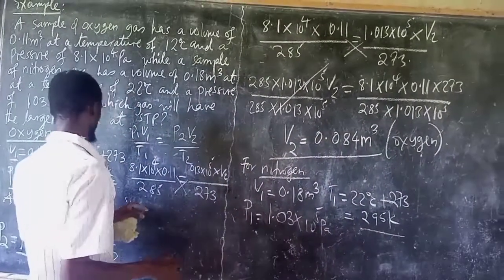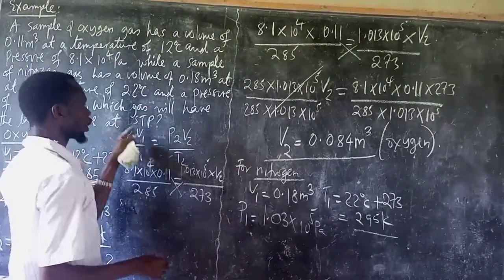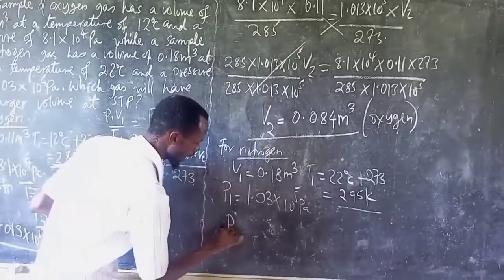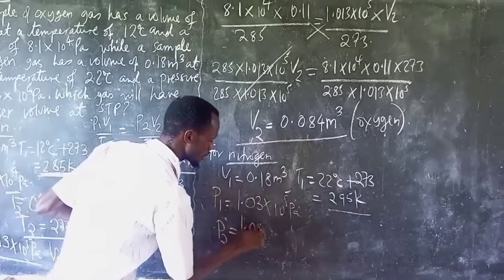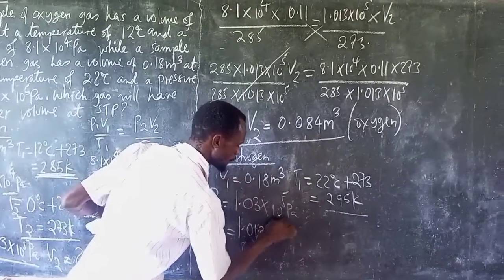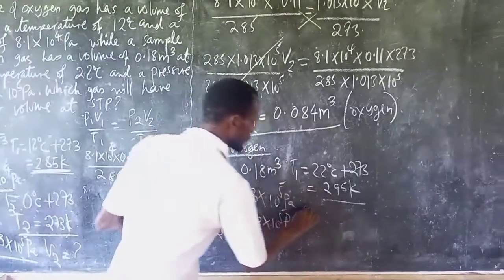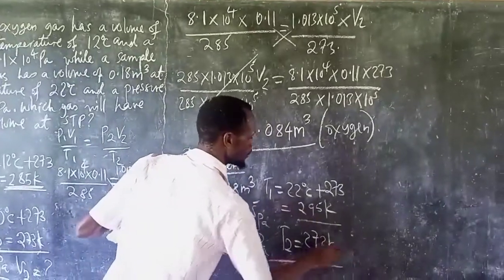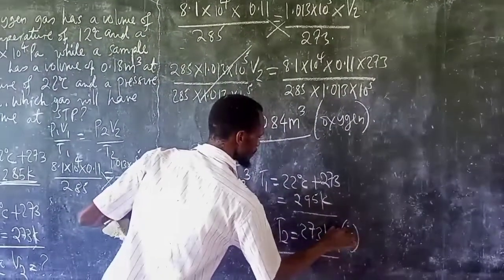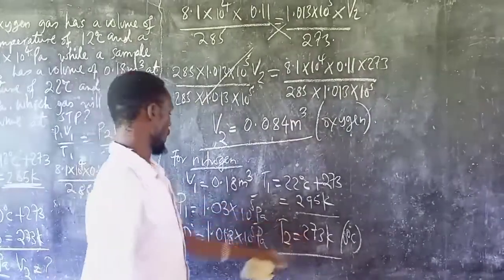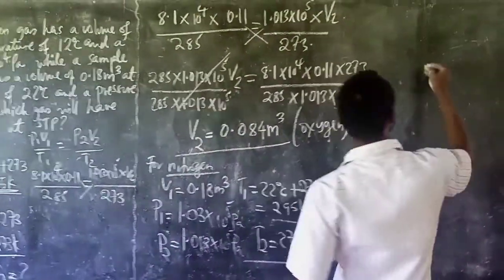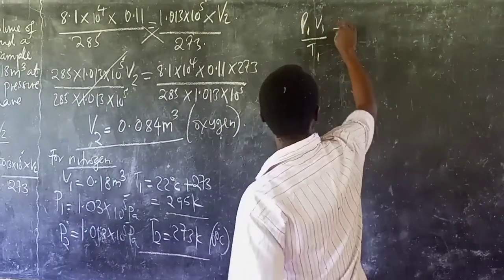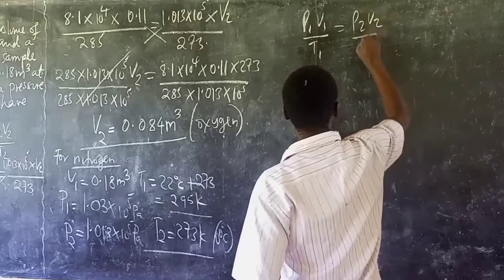Then what will be this volume at STP? At STP, the second pressure will be equal to 1.013 times 10 power 5 Pascal. That is constant. And the temperature will be equal to 273 Kelvin, because it is 0 degrees Celsius. Therefore, from the gas law, we have P1 V1 over T1 is equal to P2 V2 over T2.